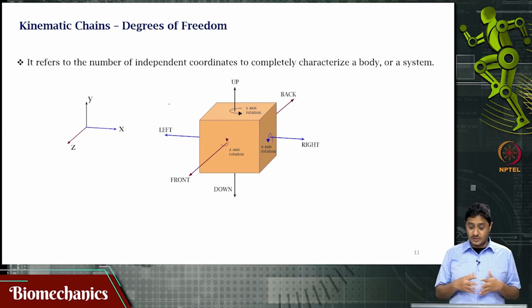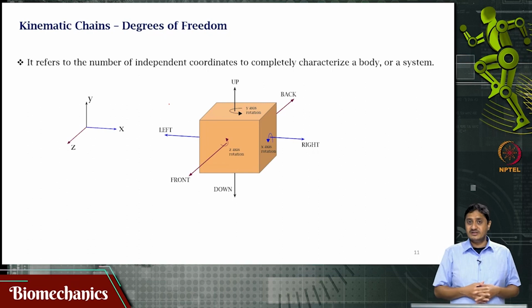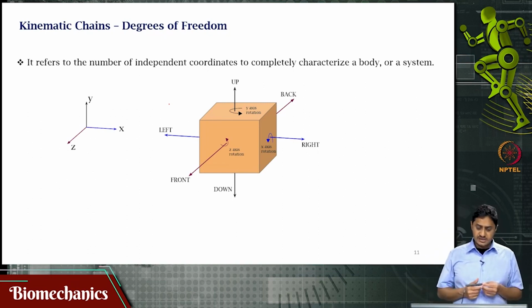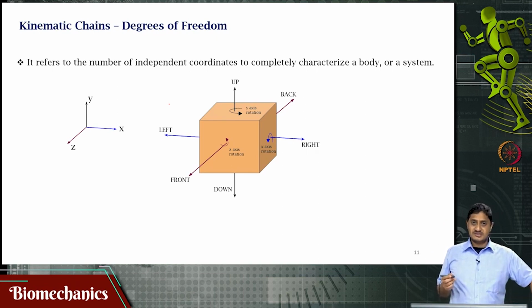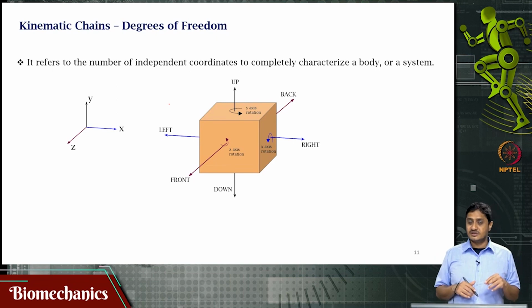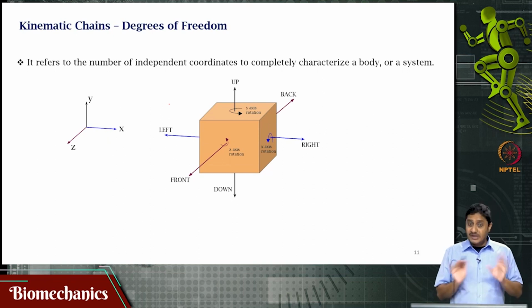So, the number of independent coordinates that are required to completely describe this body that we just now saw are 6. You need 6 independent coordinates to describe this body in space, because it has no other constraint. If you do not count the constraints that my hand holding it is posing on it, there is no other constraint. It can rotate in any of the 3 directions, it can translate in any of the 3 directions. This is for that body that is completely free.